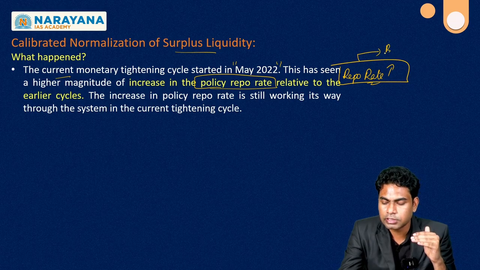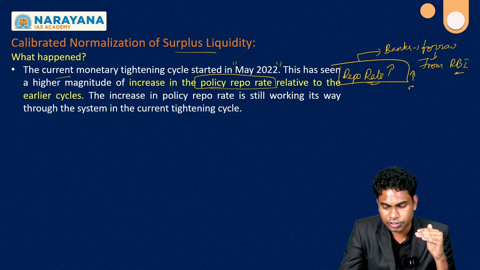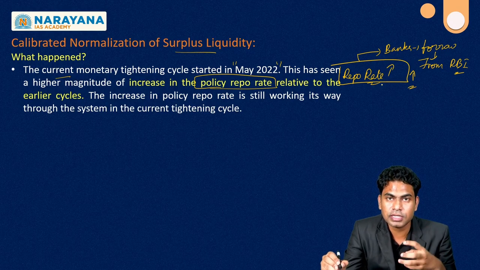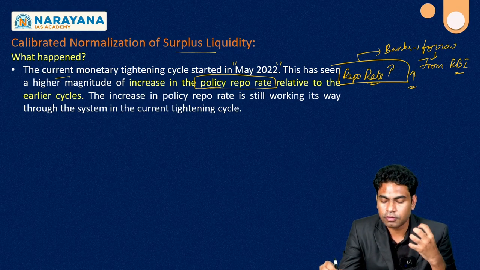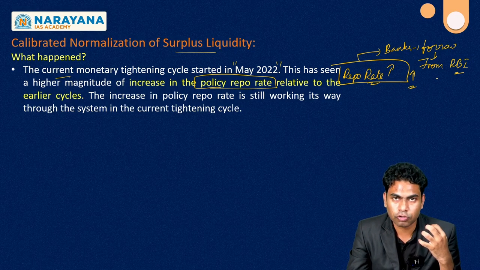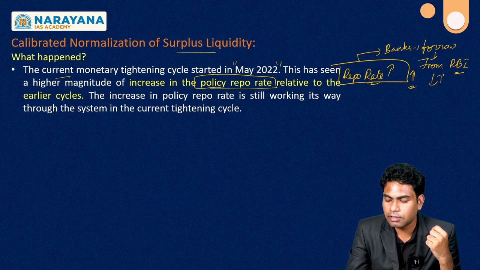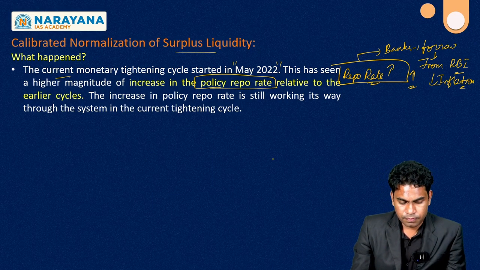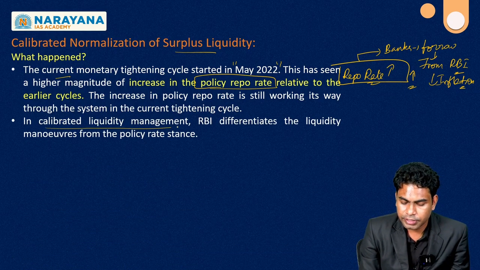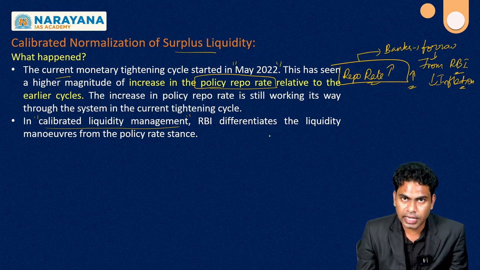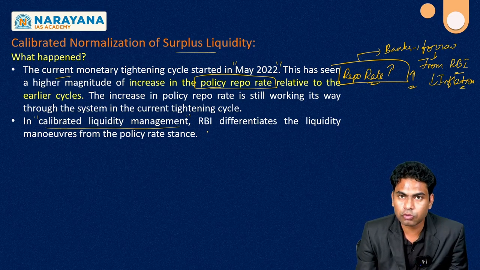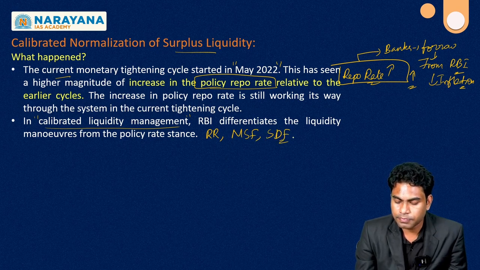Repo rate is the rate at which banks borrow money from RBI. If this rate is increased, obviously the cost of borrowing of the banks from the RBI is going to rise. That ultimately reduces inflation. And the other thing is that, added to it, RBI is undertaking calibrated liquidity management to squeeze excess capital from the banks through various instrumentalities that ultimately decide the interest rates. The instrumentalities that I am referring to here are repo rate, marginal standing facility, standing deposit facility, etc.